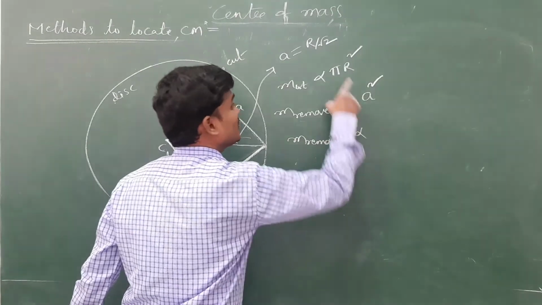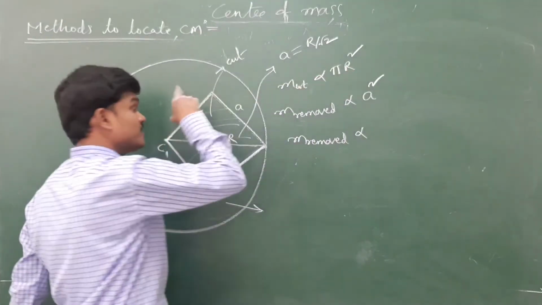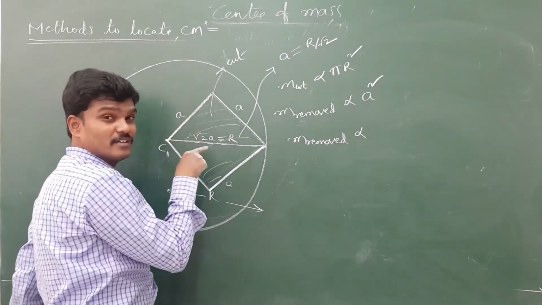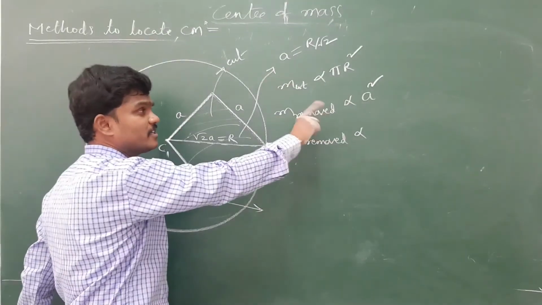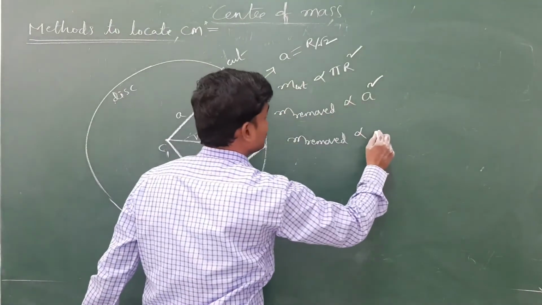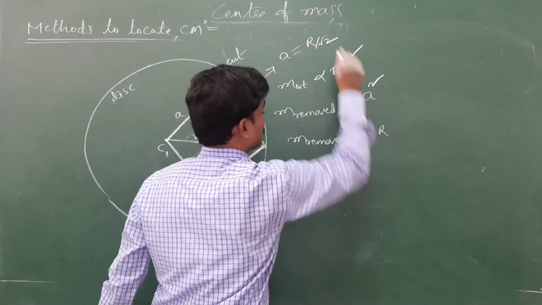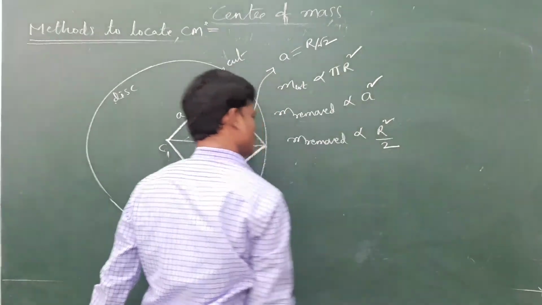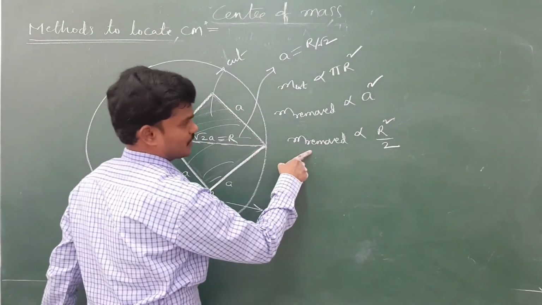Okay, so don't write only r square, because the shapes are different. One is a circle, the other one is a square. In a circle there is a pi, in a square there is no pi. So a is nothing but what? R by root 2. So r square by 2. This is removed. This is total.